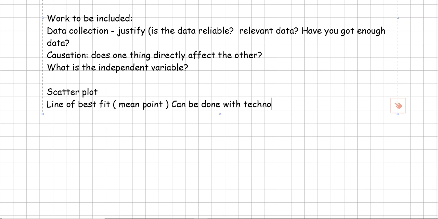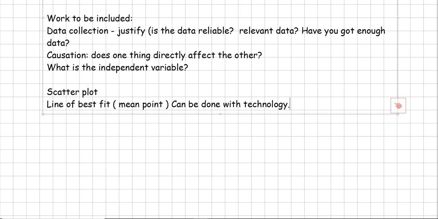Can be done with technology is fine. If you want to put it into a computer program, put it into your calculator, it works out the equation. That's probably better than just drawing one by hand. I have no qualms at all with you doing this stuff on your calculator or computer, as long as you've got the data and you've put it in.